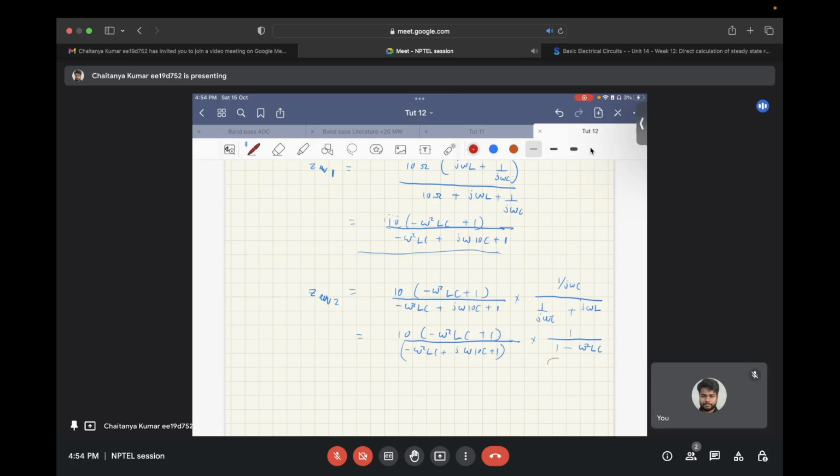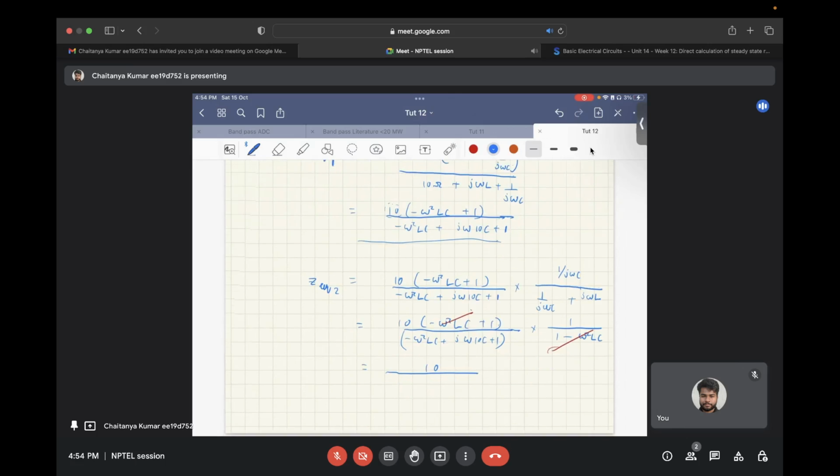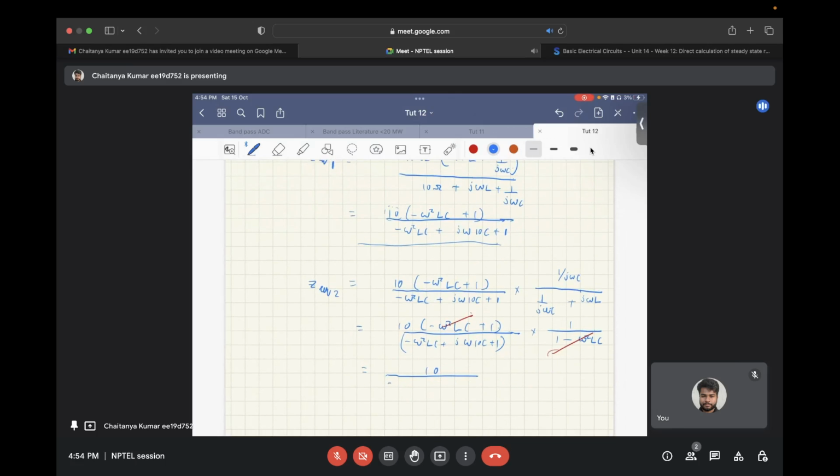Now the second order pole and second order zero will cancel each other. So ultimately you have a low pass transfer function for node V2 due to current source I1, and that comes out to be 10 upon minus omega square LC plus j omega 10 into C plus 1.